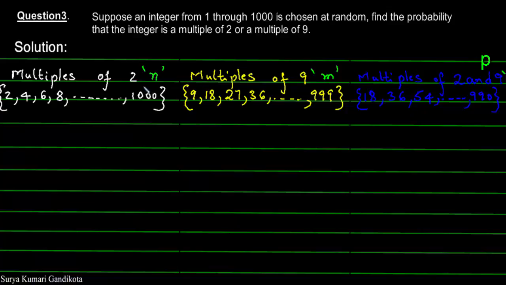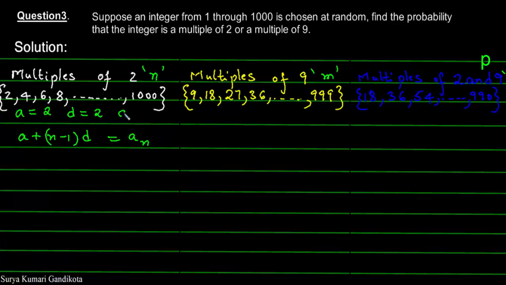Now, we shall find out n, m and p. Observe that this is an AP, an arithmetic progression. Therefore, what is the formula for the nth term? We have a plus n minus 1 into d is equal to the nth term. In this formula, a stands for the first term, so here a is equal to 2. D stands for the common difference, that means 4 minus 2, 6 minus 4 etc., which is equal to 2 in this case.